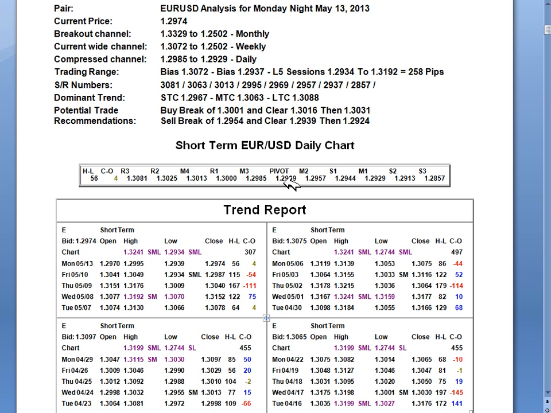Then you take a look at the short-term chart here, and this is the M1, M3, M2, M4 possibilities that you might have of pairs that are staying within ranges. And then we give a plethora of information with a trend report.